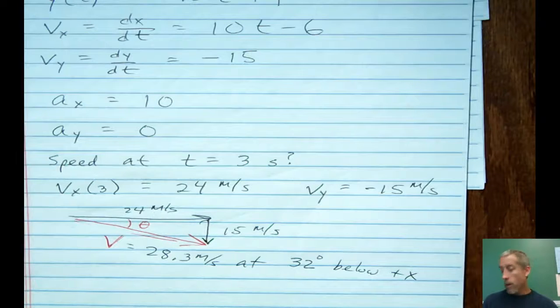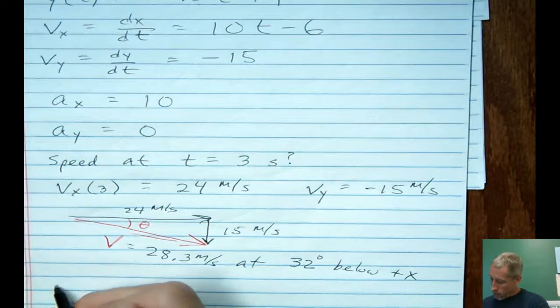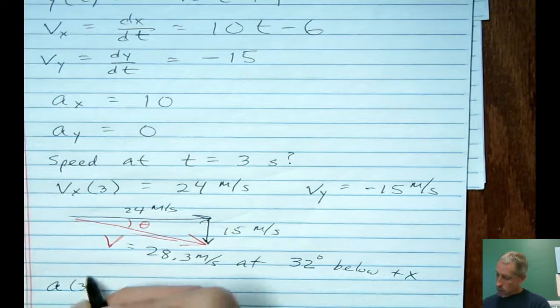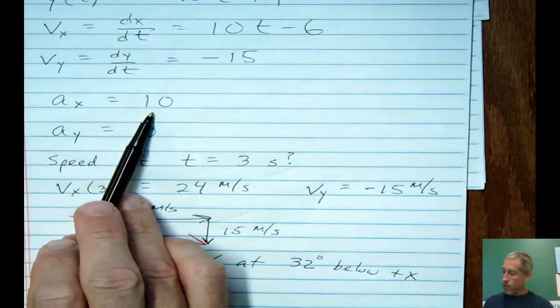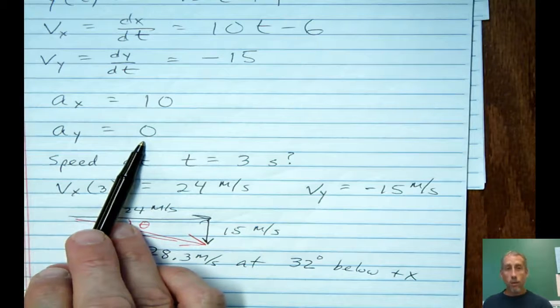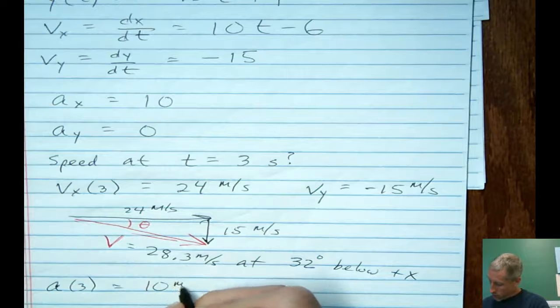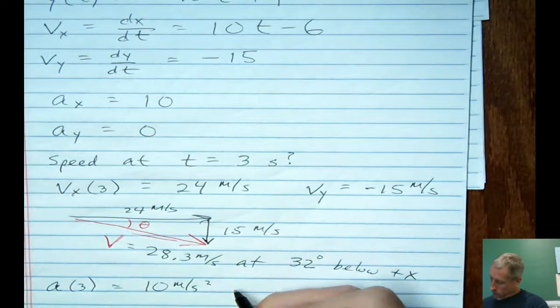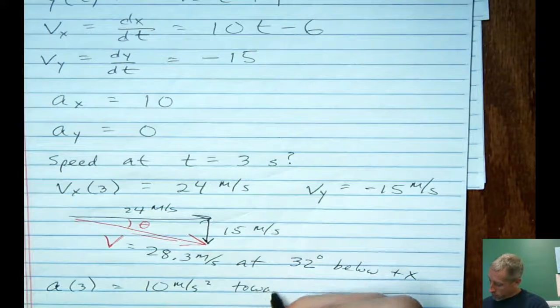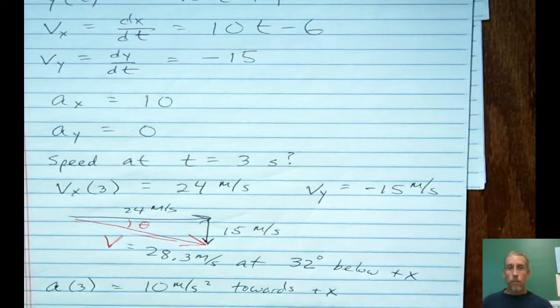And then we might be asked, well, what is the acceleration at 3 seconds? And this is actually a little easier because if you look, we only have horizontal acceleration. We don't have any vertical, and it's also constant. So that's going to be just 10 meters per second squared towards positive x. And we could plug in any time that we would want to find out this kind of information. So these are very standard kinds of things that we would do with kinematics.